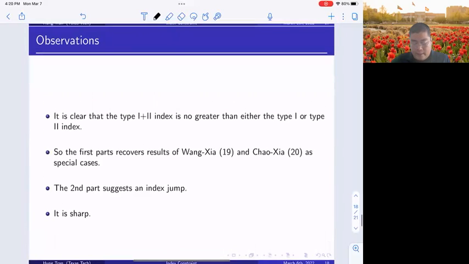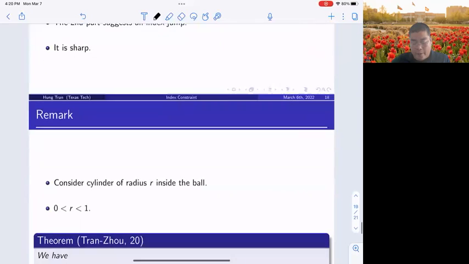And the next observation is that the second part suggests an index jump, and this is not surprising because we see a lot of index jumps when we consider minimal and constant mean curvature surfaces. So this is just another indicator of this behavior. Also, the last but not least observation is that this is sharp, and it is sharp in the following way.